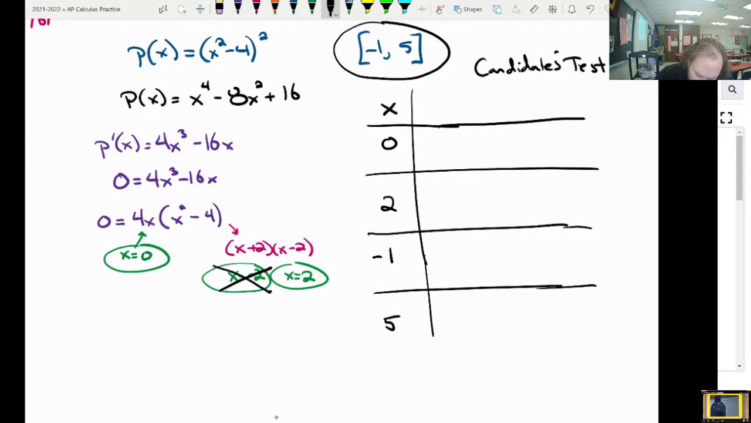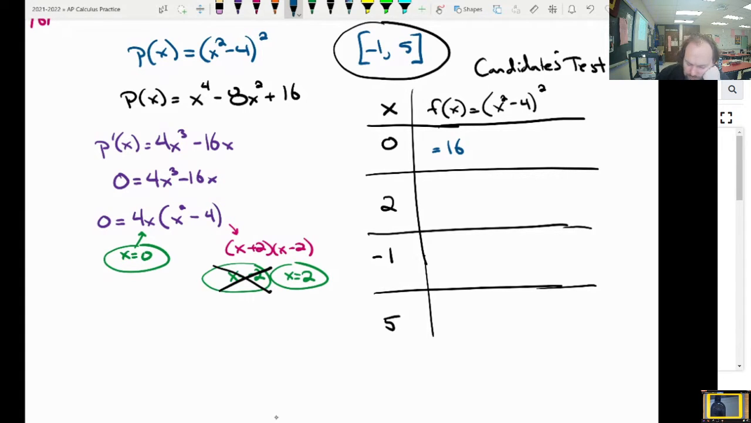And so we're going to plug them into our original function, which in this case is (x squared minus 4) squared. Usually, you can do these in your head maybe, but this is no calculator, so we're going to have to crunch some numbers. This first one would be 0 minus 4, which is -4, and that squared is 16.